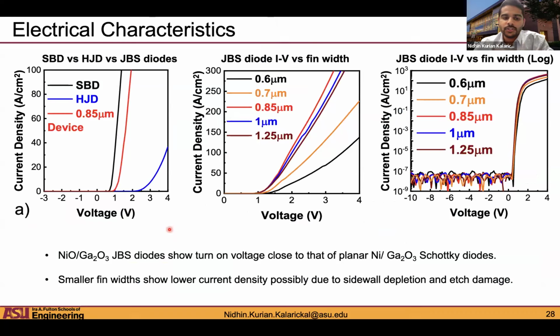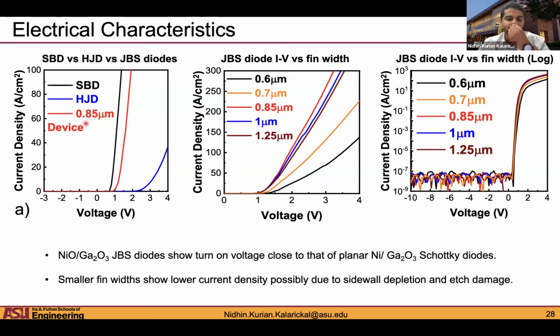Okay, so this is showing the electrical characteristics of the fabricated devices. This is a comparison of the planar Schottky diode that we fabricated on the same device. We've also fabricated a planar heterojunction diode. And then the 0.85 micron device is the JBS diode with a fin width of 0.85 micron. What you see is the heterojunction diode turns on at around 2.5 volts, not great. The Schottky diode, which is the black one, turns on below 1 volt.